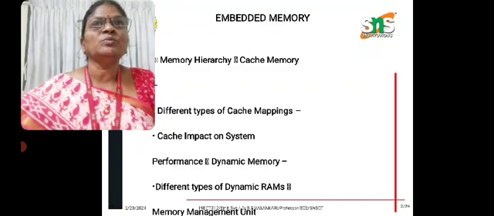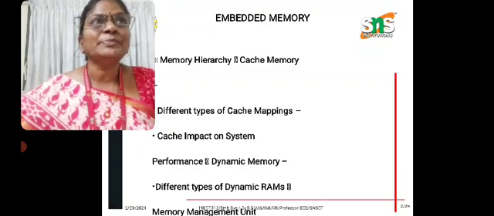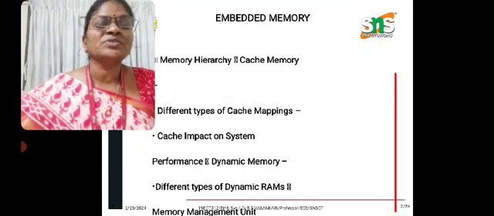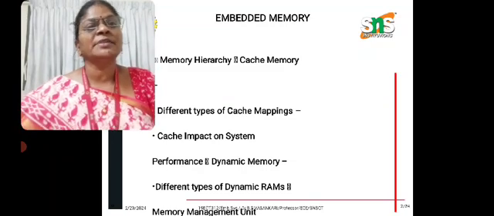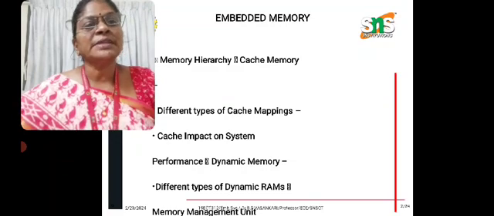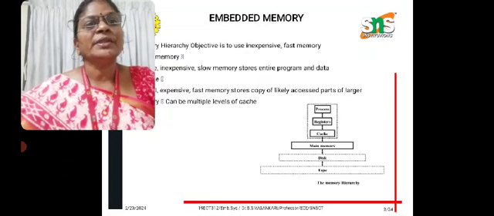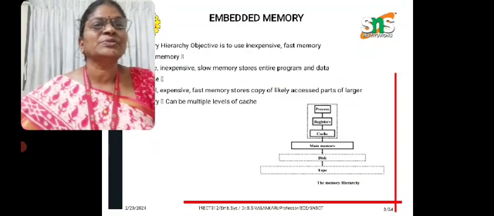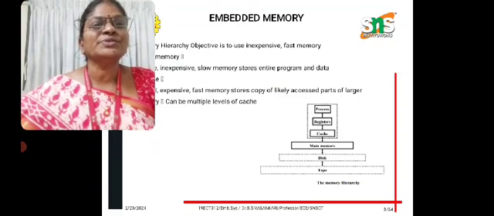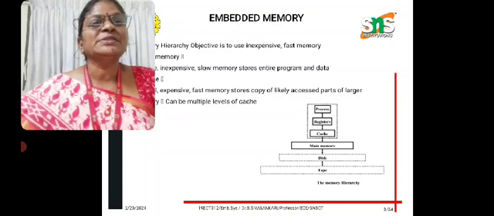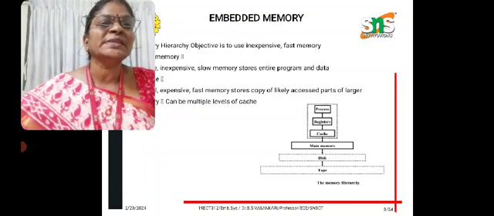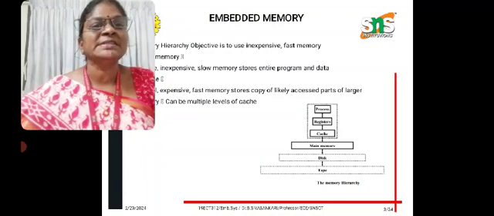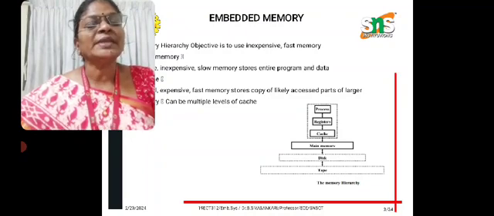immediately memory: we remember RAM and ROM, like static RAM, static ROM, dynamic RAM, dynamic ROM. So all are types of memory, right? In an embedded memory hierarchy, the objective is to use inexpensive memory. The first memory is the best memory, but it is expensive, and the slow memory stores the entire program and it makes delay. So this is too expensive.